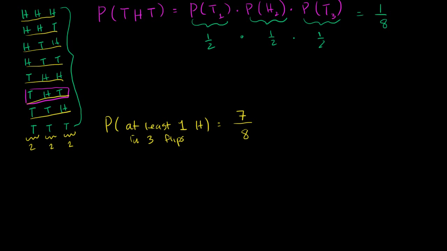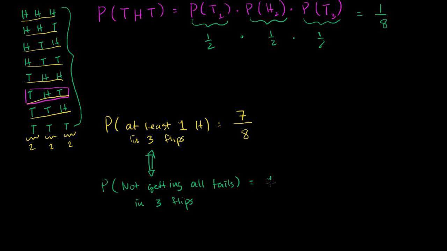One way to think about it is that the probability of at least one head in 3 flips is the same thing as the probability of not getting all tails. All tails, right? If we got all tails, then we don't have at least one head. So these two things are equivalent. The probability of getting at least one head in 3 flips is the same thing as the probability of not getting all tails in 3 flips.